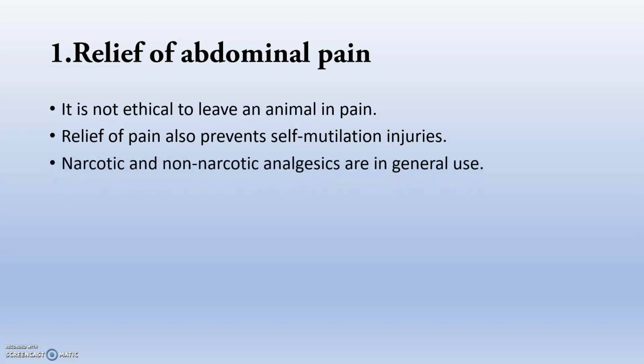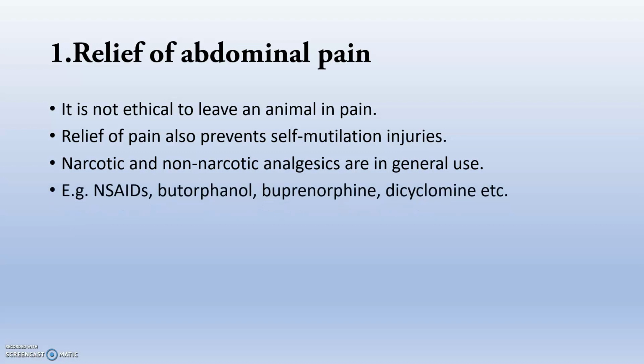Narcotic and non-narcotic analgesics are in general use. Narcotic means mainly opioid analgesics, and non-narcotic analgesics mainly belong to the NSAIDs category. Examples: NSAIDs, butorphanol, buprenorphine, dicyclomine, etc. To relieve abdominal retention and tenesmus problems, we give some skeletal muscle relaxants and others.